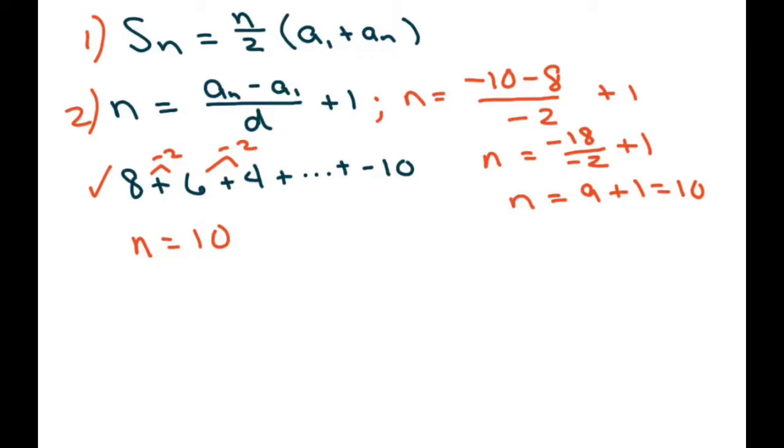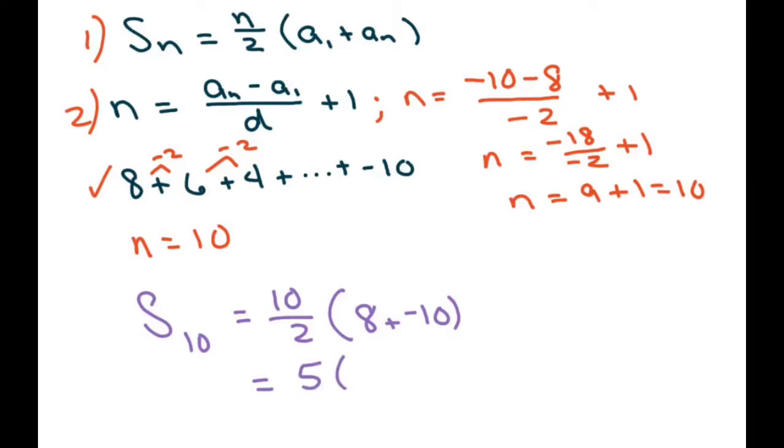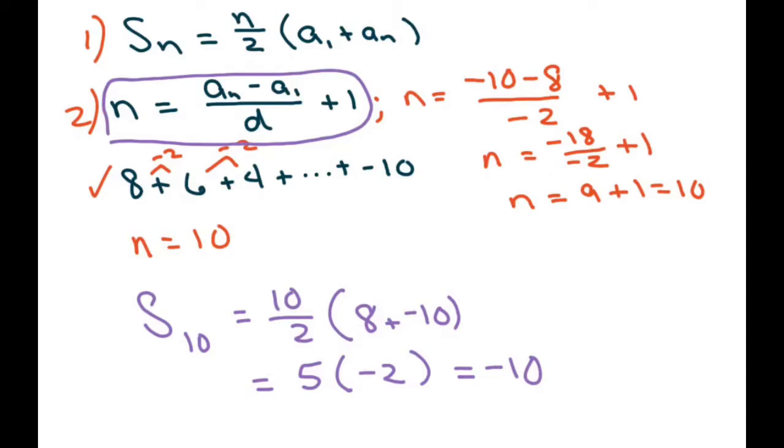Then you merely use your formula. We're doing the sum of these, so you can change that to 10 now. It equals 10 over 2 times 8 plus a negative 10. So this is basically going to equal 5 times negative 2, which equals negative 10. So just try to remember this formula. It's not that bad, really.